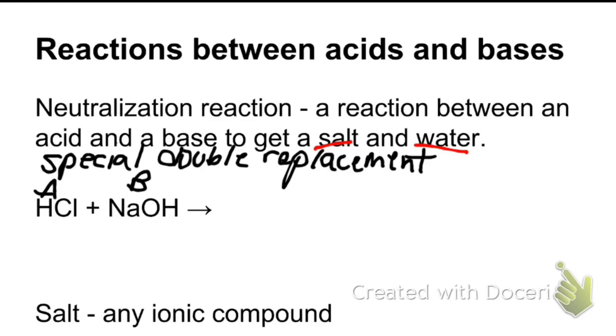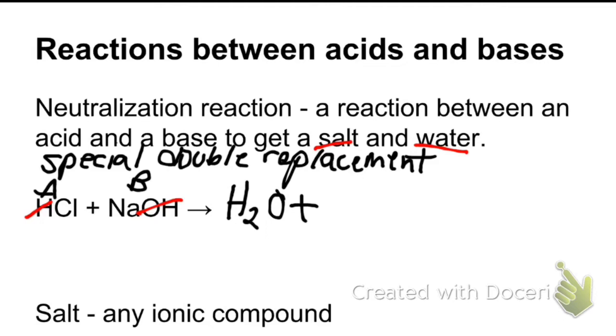And the nice thing is, we know one of our products has to be water. That water comes from taking the H from our acid and the OH from our base to make, what's the formula for water? H2O. All right. And so we know that our H went away for that. And our OH went away. Okay. What does that leave us? We've got the Cl and the Na. All right. And so we know we can put those together into a compound.